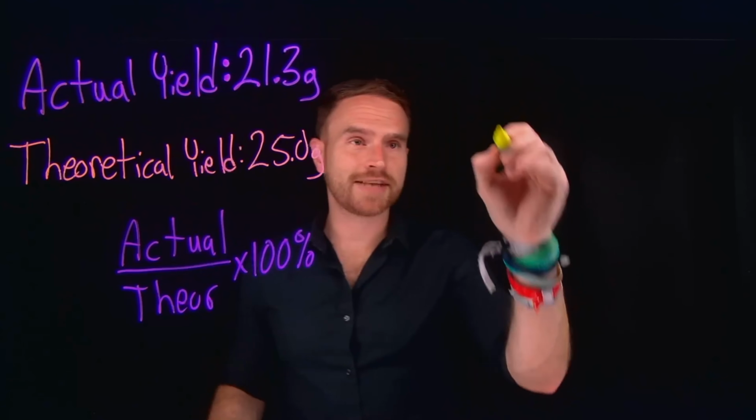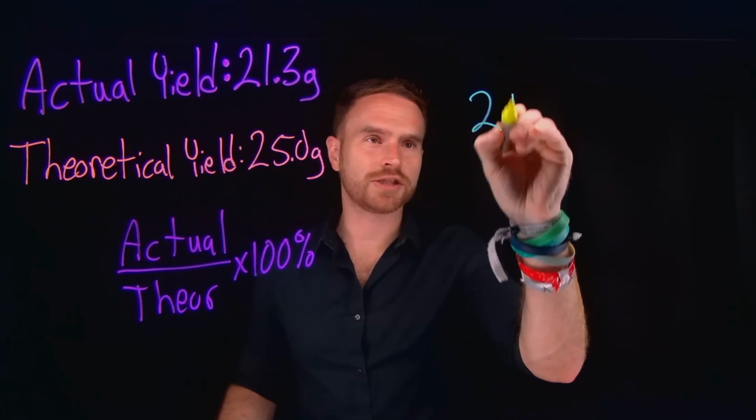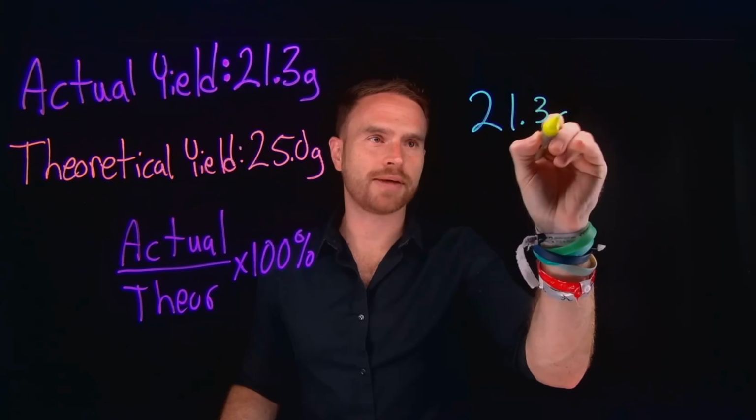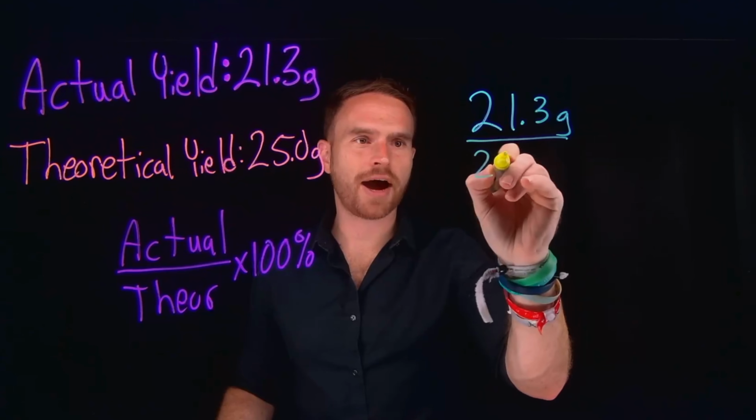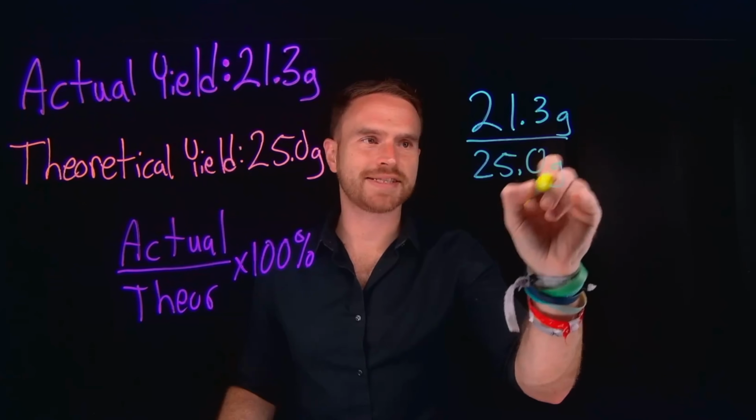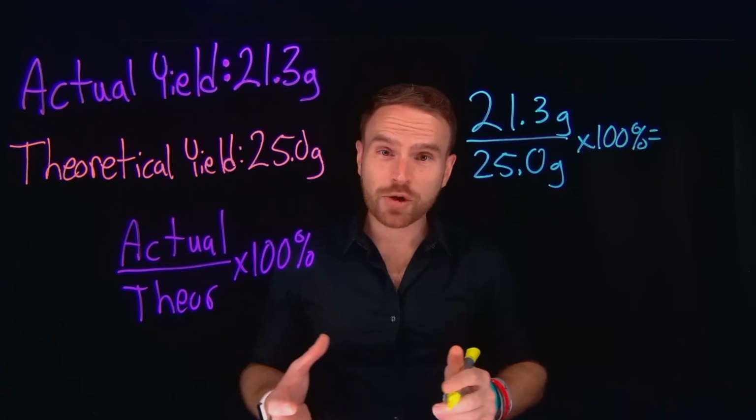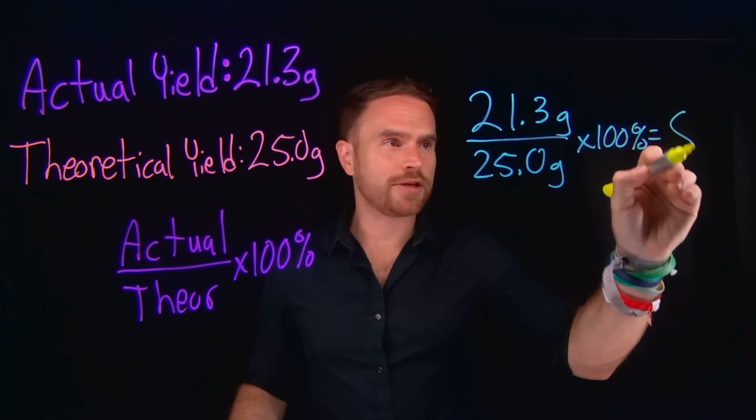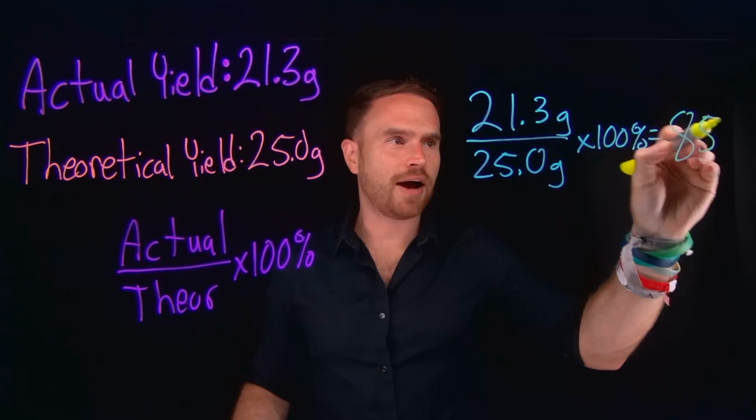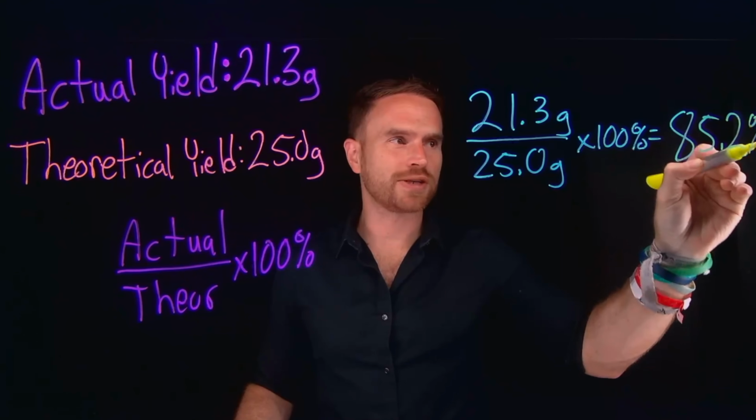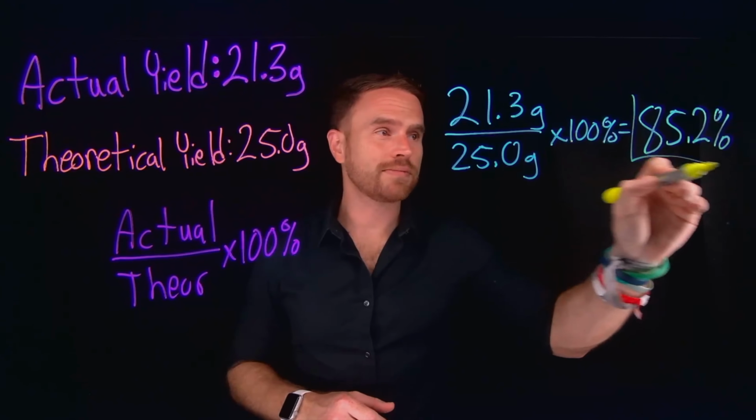So therefore, to answer this question, we need to make sure that we put 21.3 grams in the numerator, 25.0 grams in the denominator, and don't forget to multiply by 100%. And when you perform this calculation, you'll see that you'll get a value of 85.2% for your percent yield. And if you got this number, give yourself a high five.